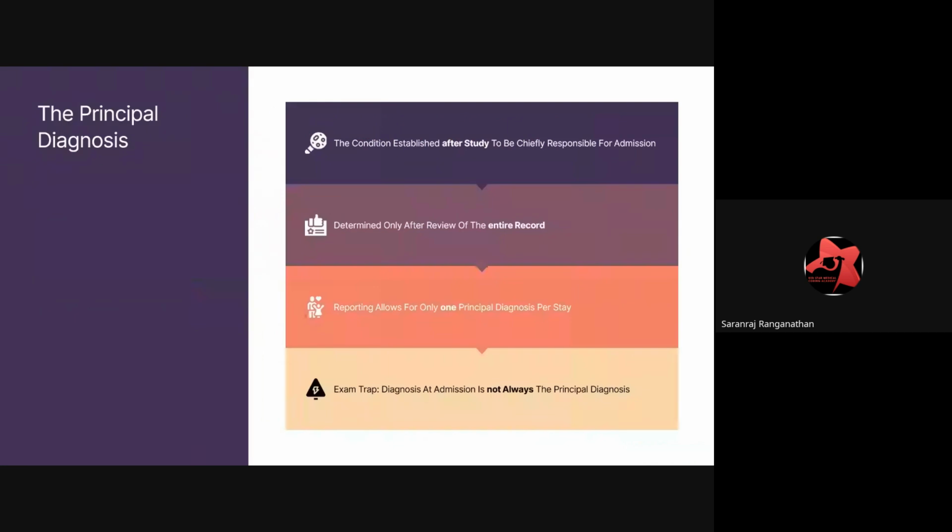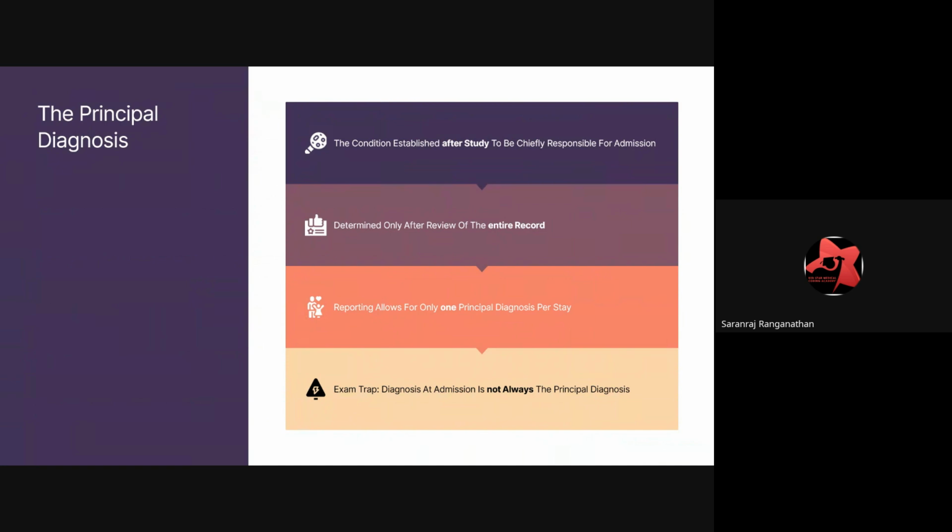Okay, so again, principal diagnosis, some additional points. It is established after study to be clearly responsible for the admission, determined only after reviewing the entire record, and reporting allows only one principal diagnosis per stay. And an exam trap: the diagnosis at admission is not always the principal diagnosis. So whatever condition is there during the admission, I cannot assume that it is a principal diagnosis. Here is a small definition for a little more elaboration on the principal diagnosis. These are the criteria we need to ensure.